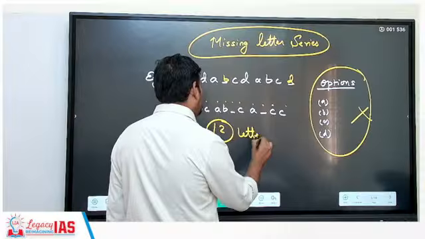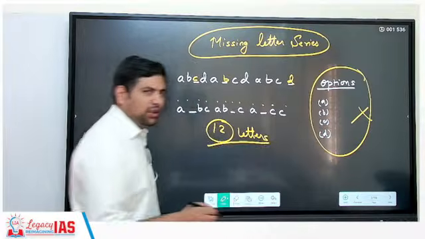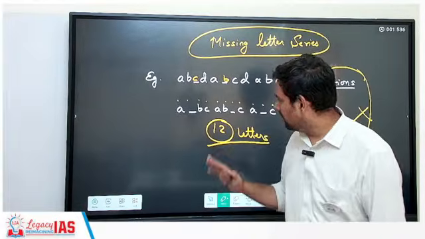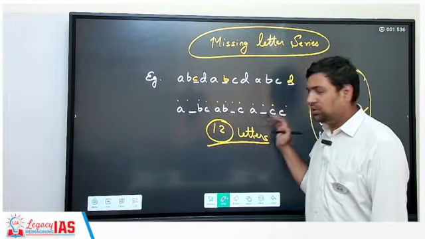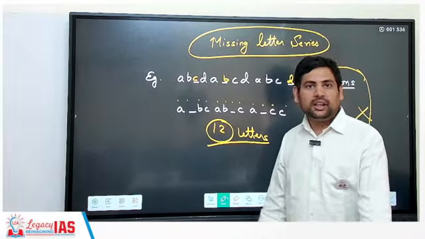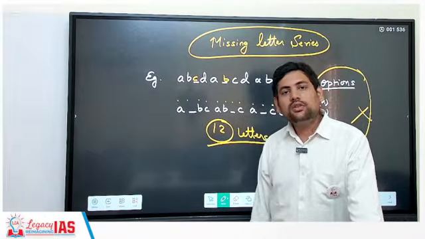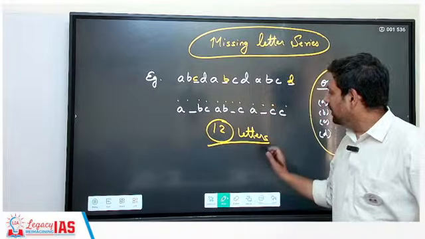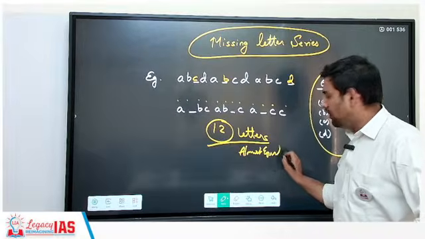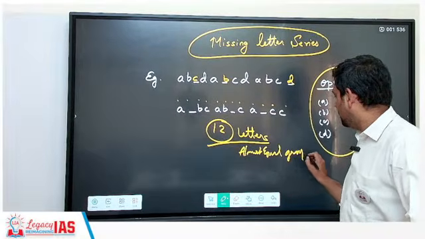Now how should you divide 12 letters? Of course you can divide it into groups of 2 or 6, 2 2 2 2 or 6 and 6, but that is not very conducive for finding out the pattern. So what we usually do is divide it into almost equal groups.